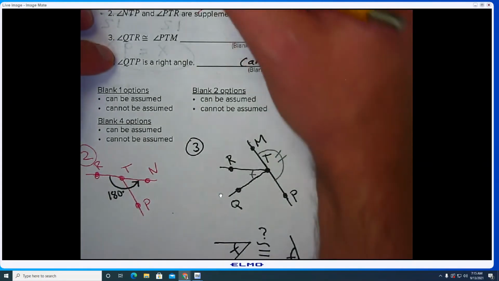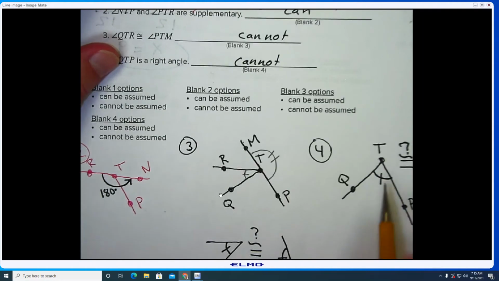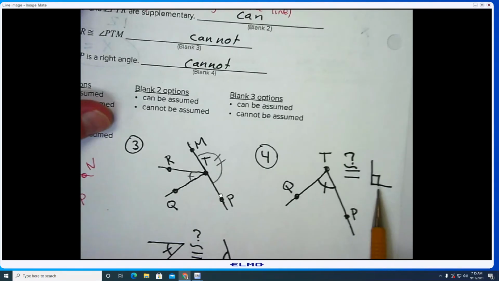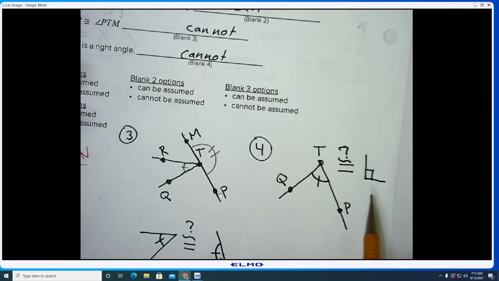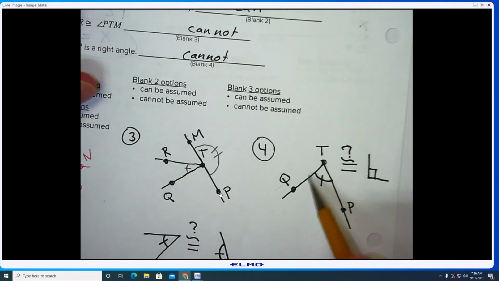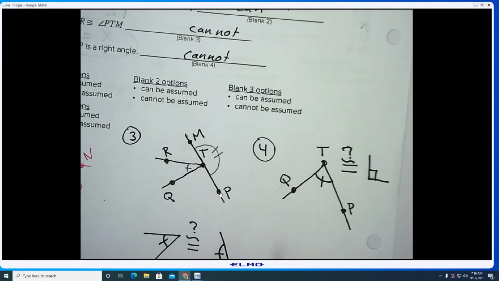Angle QTP. QTP is a right angle. Okay. Well, it looks like it could be a right angle, but for a right angle, it would have to show the right angle symbol. So it actually has to tell you, otherwise you can't assume that. So it's a little bit wishy-washy with some of these visualizations and how they are. So we would not be able to assume that this is a right angle. Okay? Even though it may look like it, it has to have that symbol, the right angle symbol. So no, we cannot assume that.